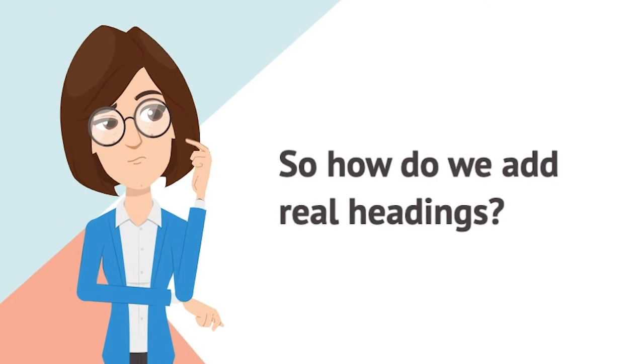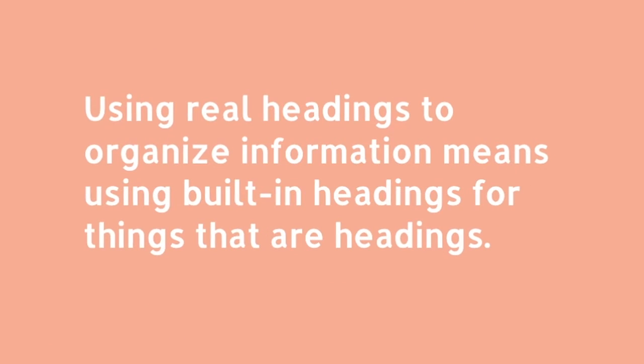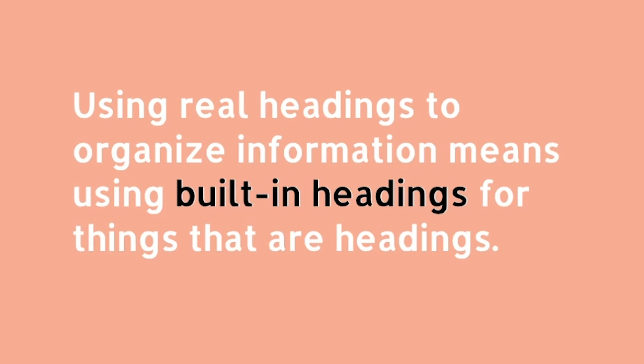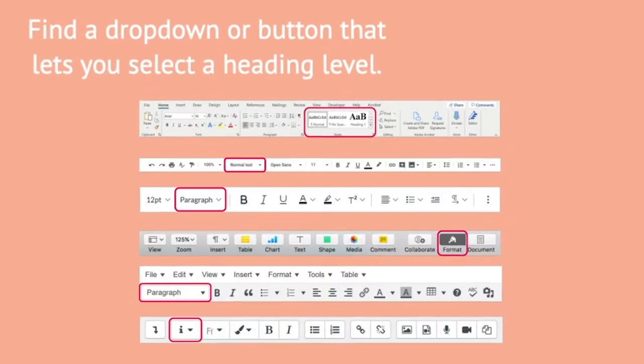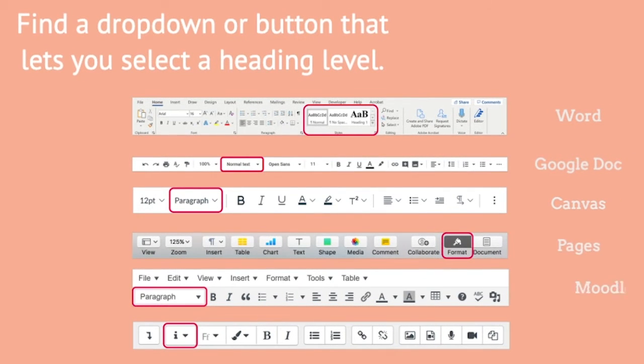So, how do we add real headings? It's easy. Using real headings to organize information means using built-in headings for things that are headings. No matter what platform you're working on, you can always find a drop-down or button that lets you select a heading level. It has different names. Sometimes it's called styles, or paragraph styles, or format, but it's always there.